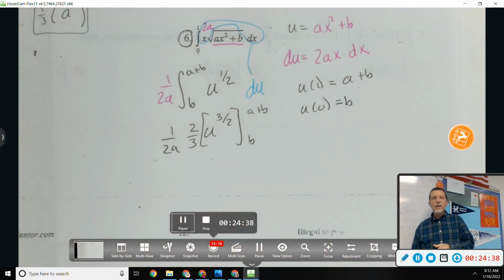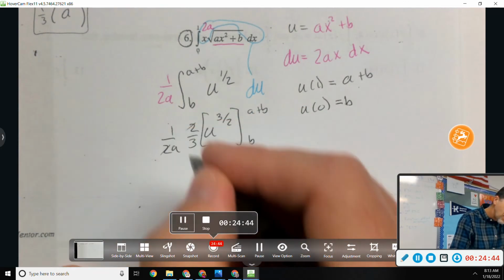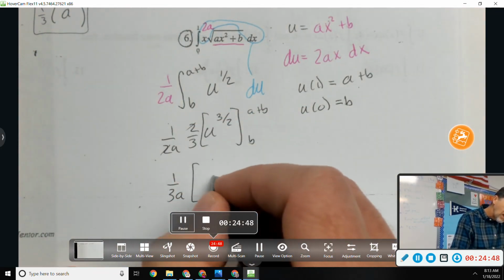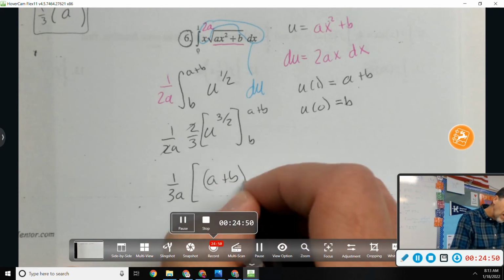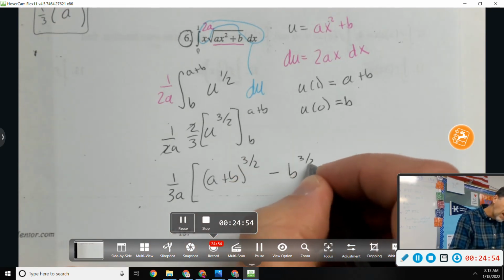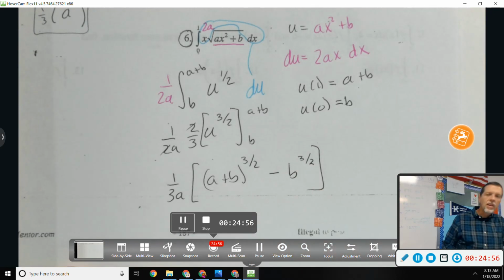This one's going to be just kind of annoying. There's not going to be much we can do to simplify. 1 over 3a, a plus b to the 3/2 minus b to the 3/2.